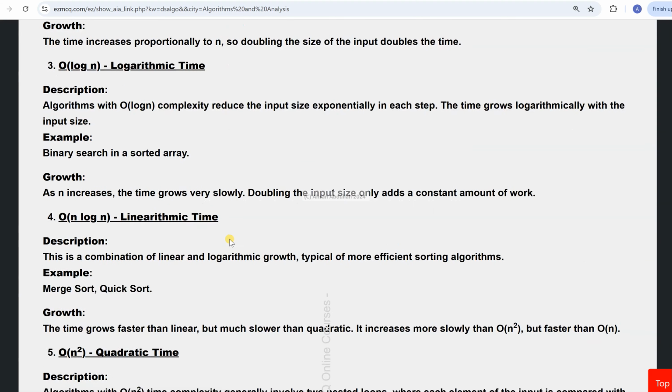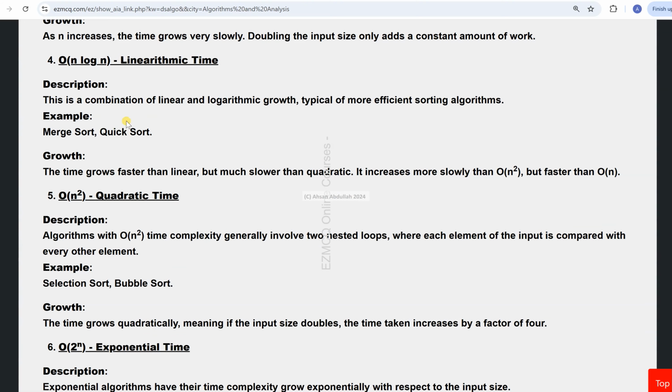So this is better. Then is linearithmic time. Linearithmic time basically is a product of n and log of n, like in merge sort and quick sort. The time grows faster than linear but much slower than quadratic. Much slower than quadratic.